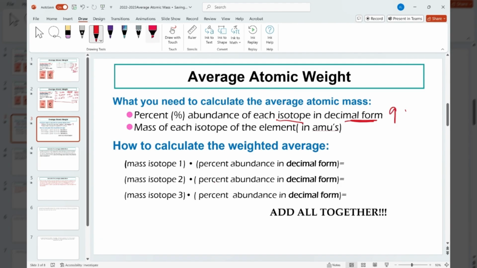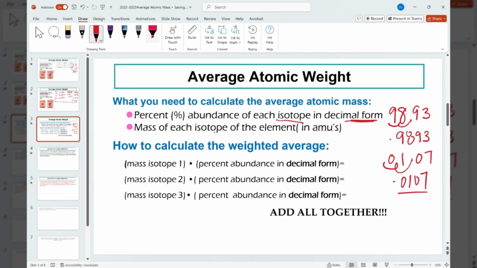Carbon-12 had 98.93%. So before I did a calculation, I had to move the decimal over 2 places. It's like you're dividing by 100. So in decimal form, it would be 0.9893, and carbon-13 had a percent abundance of 1.07, so I had to move that decimal over twice, 0.0107.